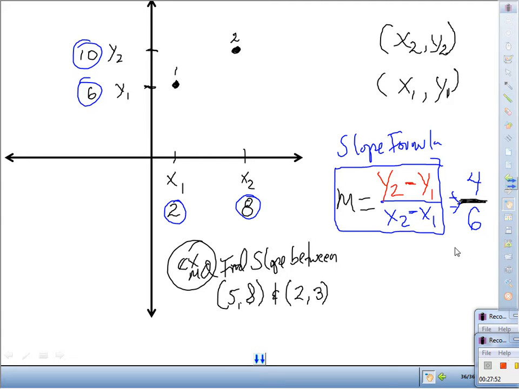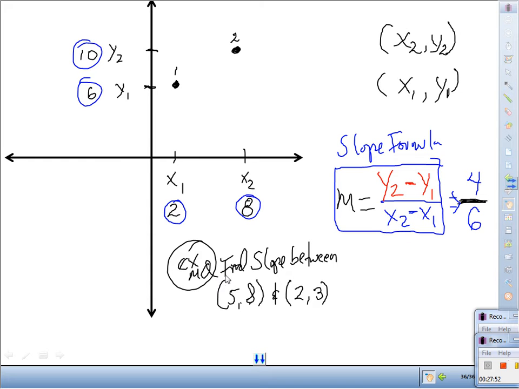So the formula for the slope, for finding slope, is m equals y sub 2 minus y sub 1 over x sub 2 minus x sub 1. Formula for the slope is m equals y sub 2 minus y sub 1 over x sub 2 minus x sub 1. Now, why is that important?